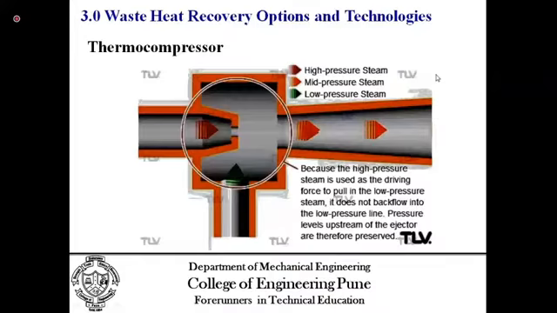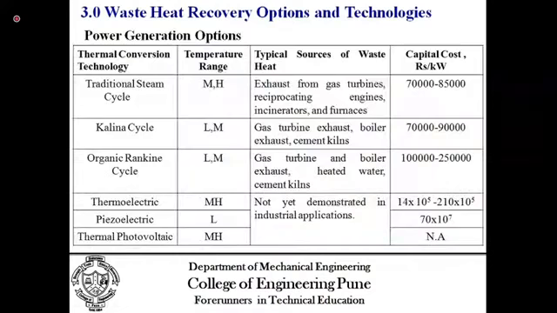Now the next part is using the waste heat for power generation, or it can be directly utilized for some other purpose. This chart shows some applications wherein it can be used for power generation. The traditional steam cycle can be used for medium to high range waste heat, and the capital cost for the entire unit is nearly 70,000 to 85,000 rupees per kilowatt.